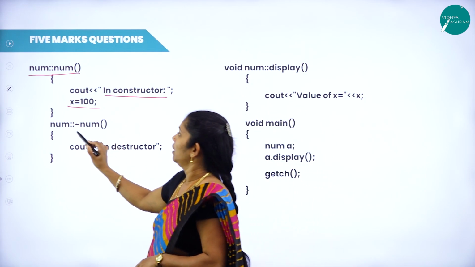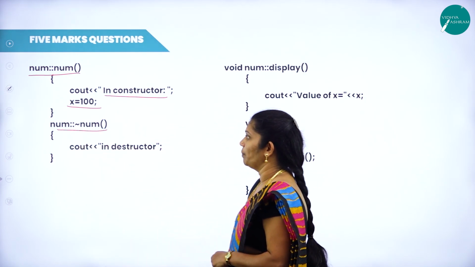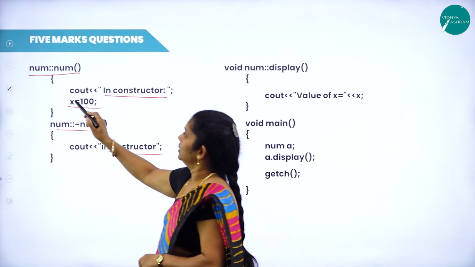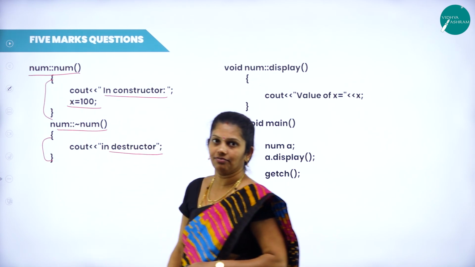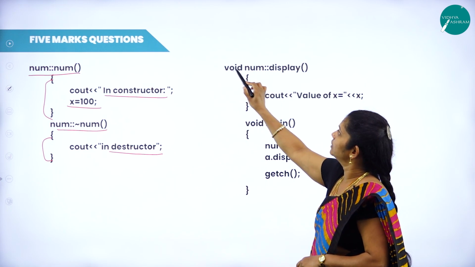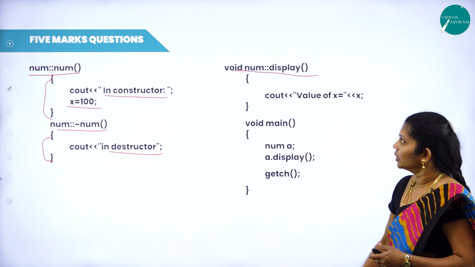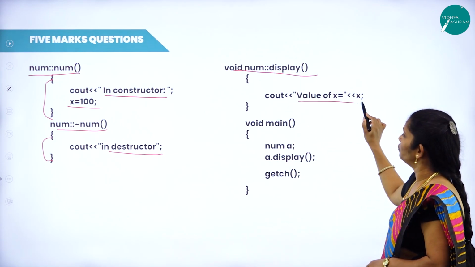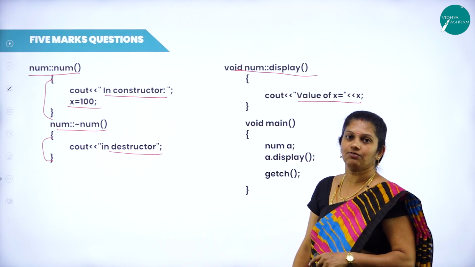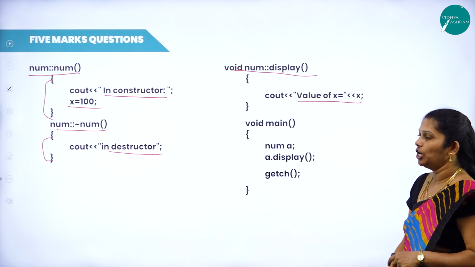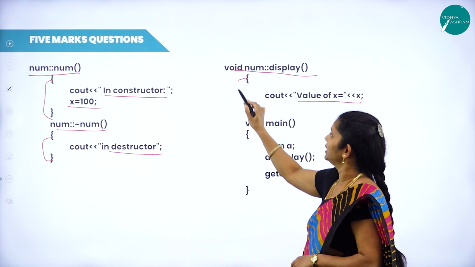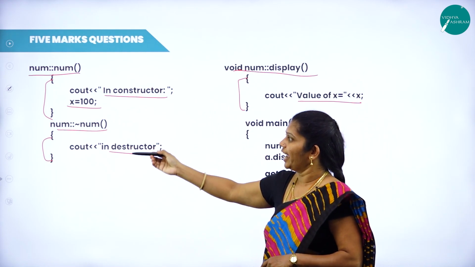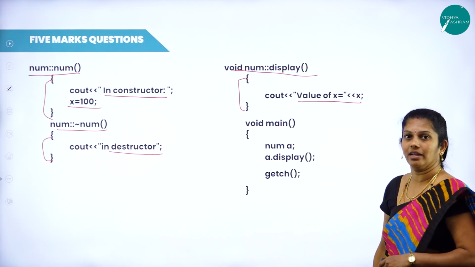Then afterwards we are writing num scope resolution operator tilde num. It means that it is a destructor function. Here this is the constructor and this is the destructor function. Then after this we will display the value. Here void is the return type, num is the class name, and display is the member function. What exactly will it display? Because we initialized x as 100, it will display the value of x is 100. Then we are closing this display function. Here there are totally 3 functions: one is the constructor function, one more is the destructor function, and one more is the regular member function.